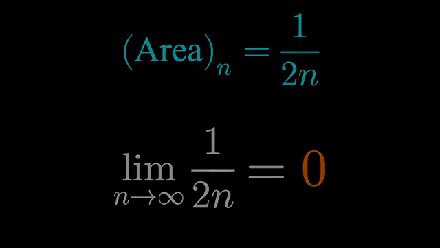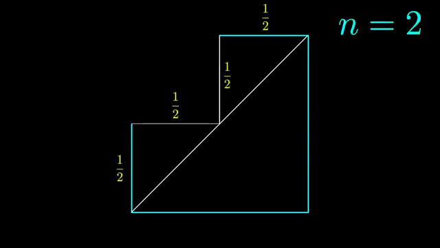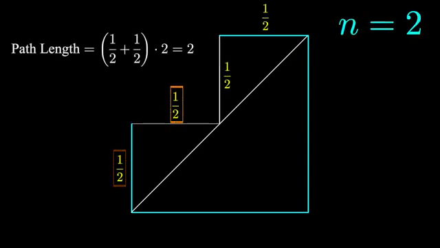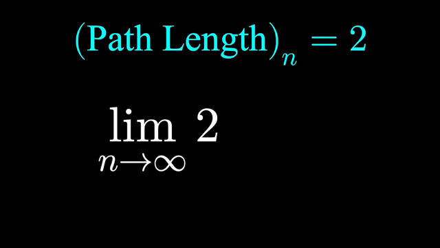However, if we do a similar process for the lengths of these paths, starting at n equals 1, the staircase path length is 1 plus 1, which is 2. At n equals 2, the staircase has path length 1/2 plus 1/2 times 2, which is 2. Our path length is 2 regardless of what the iteration number is, and if we take the limit out to infinity, the limit of a constant is a constant, we still get 2.